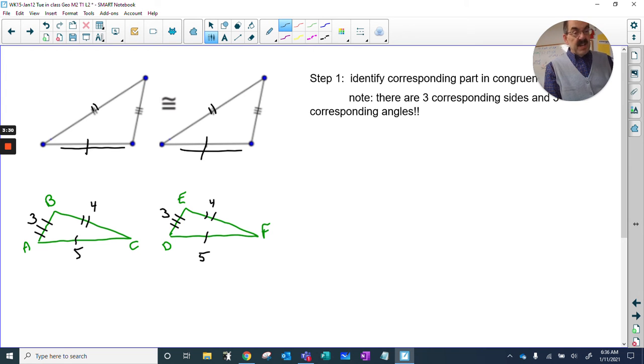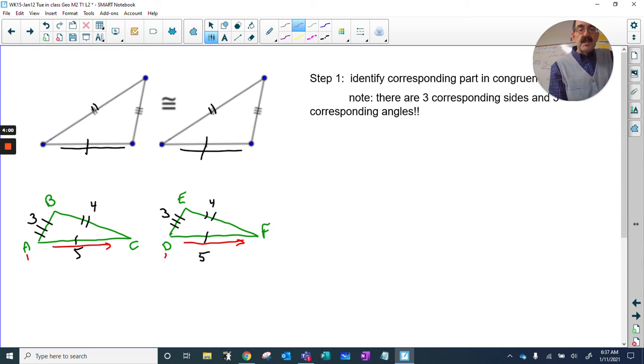Same idea. Now, when we identify the corresponding parts, there's lots of ways to do it. If we were to just pick this DEF up and slide it over, we'd probably see that A goes to D, C goes to F, and B goes to E. I always like to start with the side with the 1, okay? So I'm going to start on this side right here, and I'm going to label this angle 1, and we're going to go in this direction.